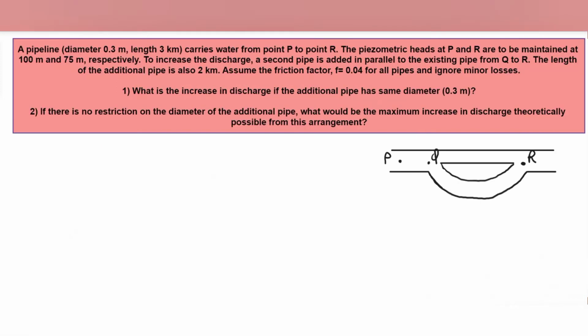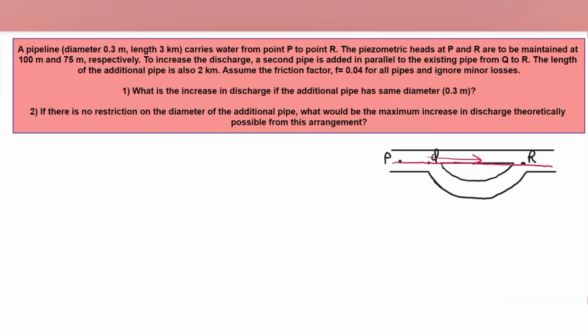The next question: a pipeline diameter is given to us as 0.3 meter and length is 3 kilometer, carries water from point P to point R. The piezometric heads at P and R are maintained at 100 meter and 75 meter respectively. To increase the discharge, a second pipe is added in parallel to the existing pipe from Q to R. The length of the additional pipe is also 2 km. Assume the friction factor f is equal to 0.04.